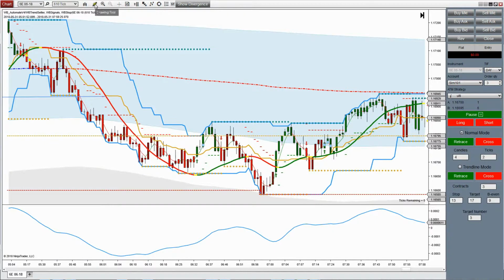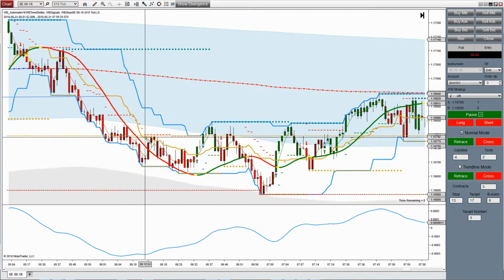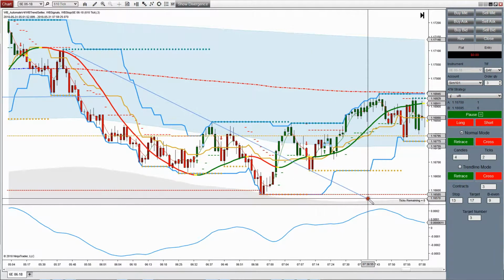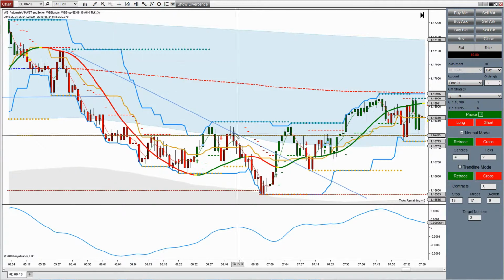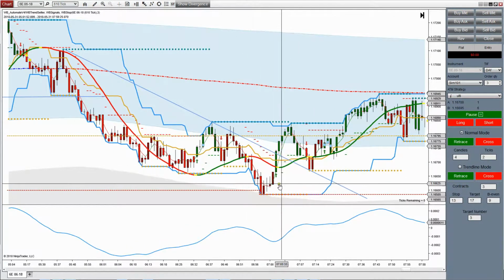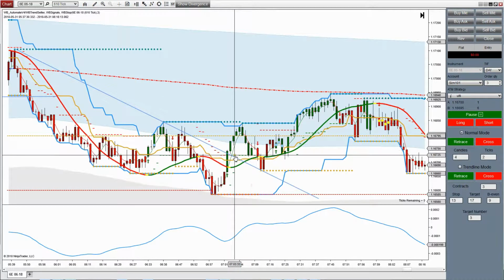The other thing which we have here is a trend line, which is a custom trend line and can be used to draw a trend line anywhere on the chart. And then whenever it's crossed by price, it will give you an alert indicating that it has crossed.